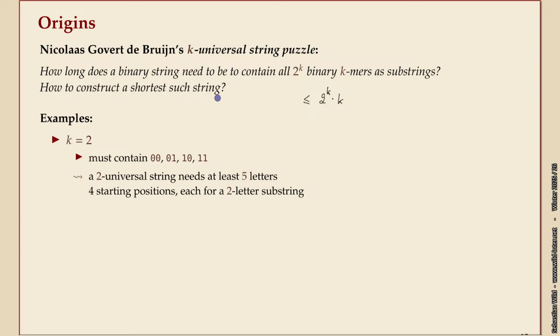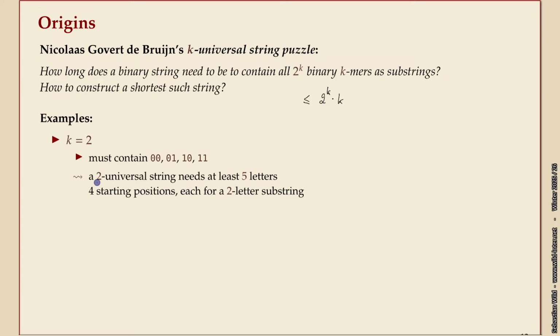As any good computer scientist, if you see a new good puzzle, you try out small values. So here's the smallest sensible value, I guess. For k equals 2, there are 4 different strings that we want to see. And now let's do some lower bound.